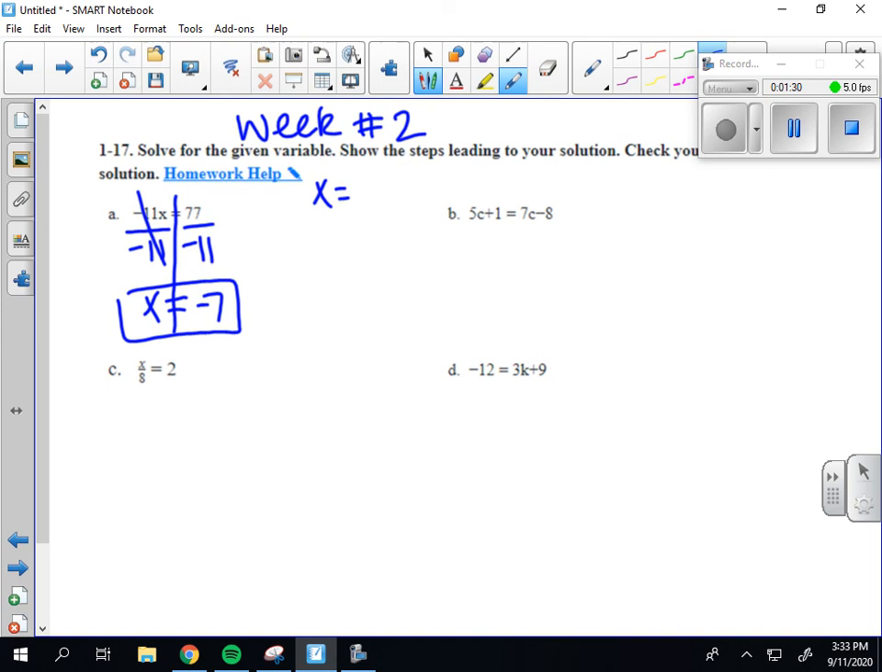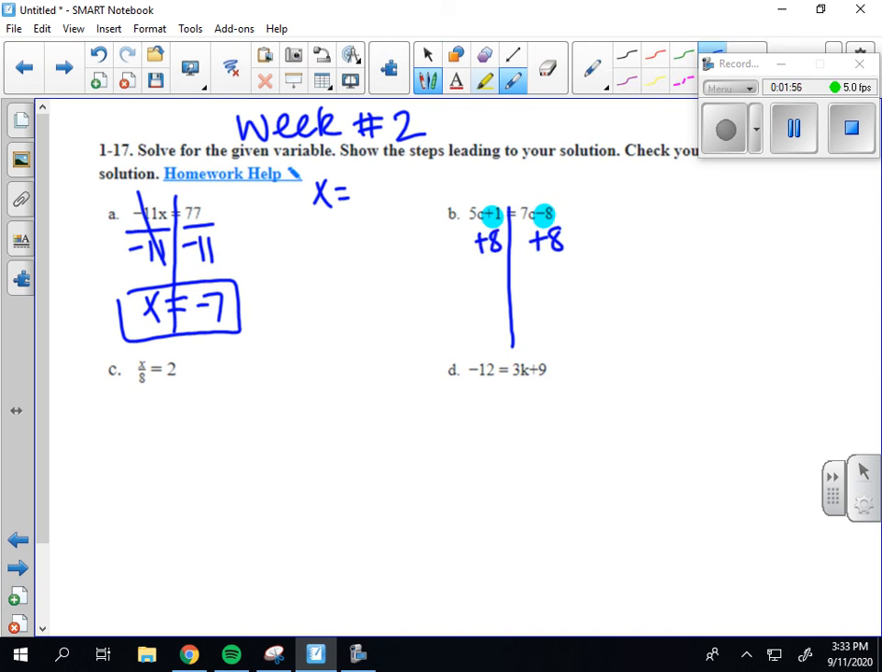Let's do letter B next. Letter B, you have to get all the variables to one side and all the numbers to the other. So it doesn't really matter where you start. I'm just going to show you one way to do it. If I want to move negative 8 over here to combine with the 1, because they're both numbers that can go together, I'm going to have to do the opposite. So I'm going to have to add 8 to both sides.